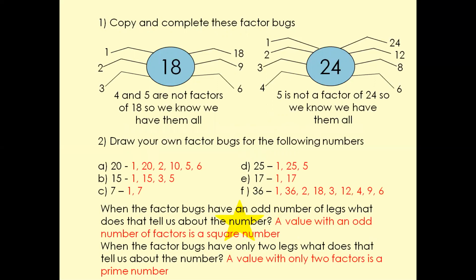Let's mark these questions here. These are the factor bugs for these 2 numbers, 18 and 24. And these are the factors of these numbers. Let's have a look at these 2 questions here. So when the factor bugs have an odd number of legs, so a value with an odd number of factors is always a square number. And a value with only 2 factors is going to be a prime number. If you don't know what prime numbers are, go back and watch our video on prime numbers.